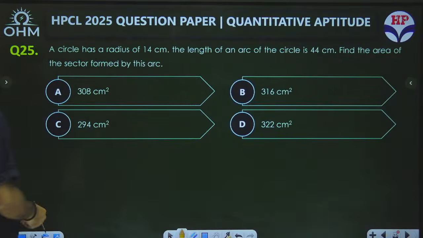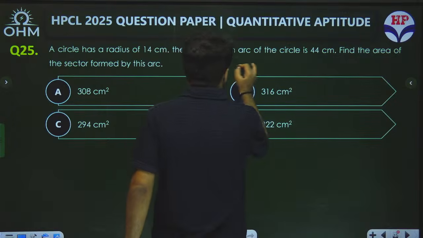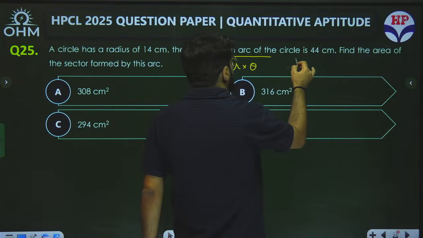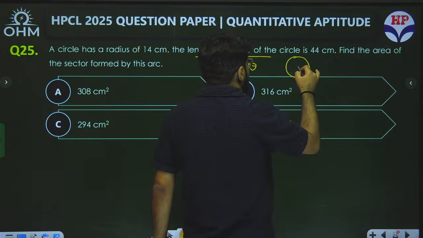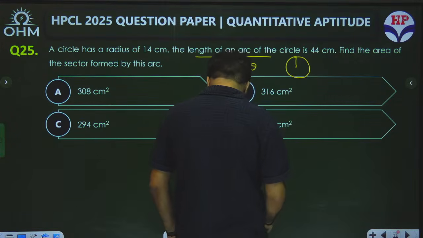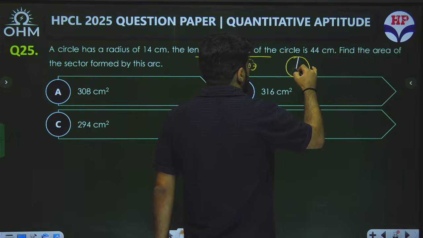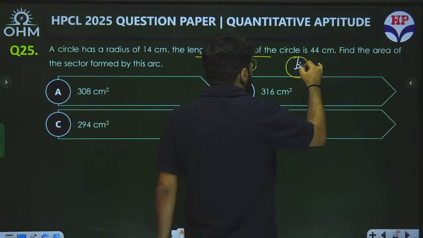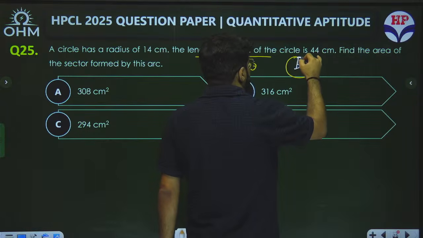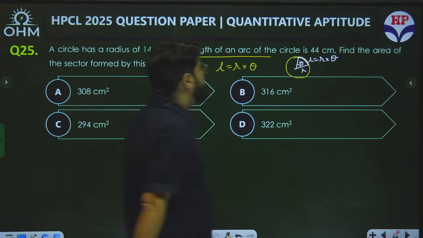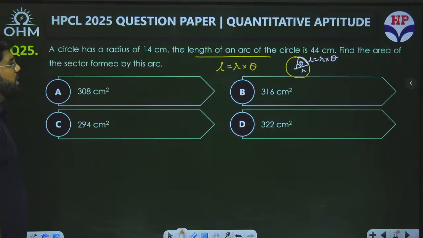Question 25. A circle has a radius of 14 centimeter. The length of the arc of a circle. Now, what is the formula for the length of an arc of any circle? The length of an arc of any circle is r into theta. Say if this is the circle and you want to consider this arc, which subtends angle theta at the center, the length of this arc, where this is the radius, is r into theta. The length of the arc is 44.